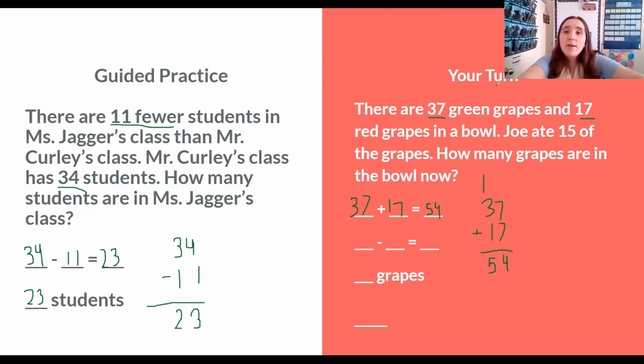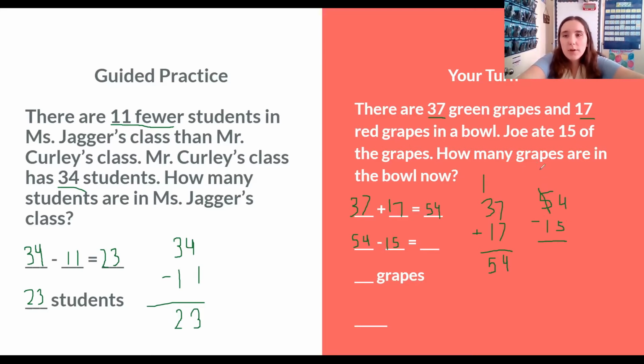but that's not the end of our story. There were 54 grapes, but then Joe ate 15. So now I need to subtract those 15 grapes that he ate. So 54 minus 15, and I need to find out what that equals. 54 minus 15. Okay, 4 minus 5, I can't take 5 away from 4, so I need to regroup.